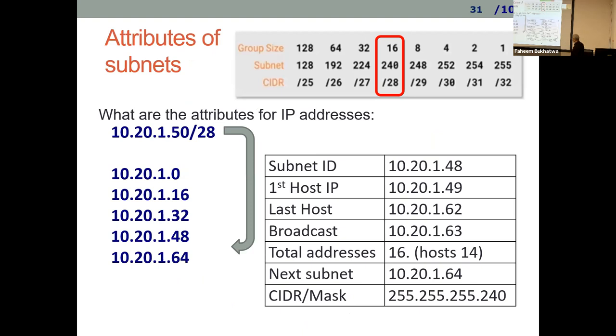So this particular one is a /28. That means we're working on the /24. That means the last digit is 0. That's what the network address is.